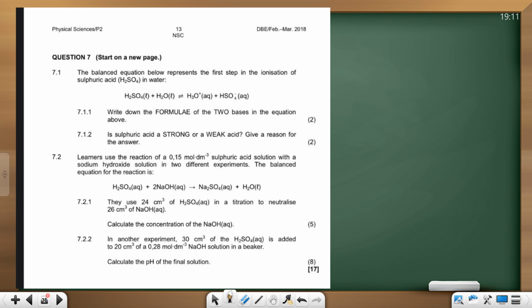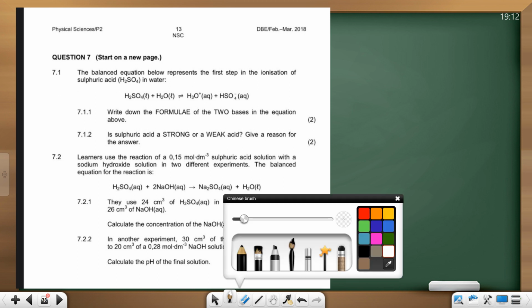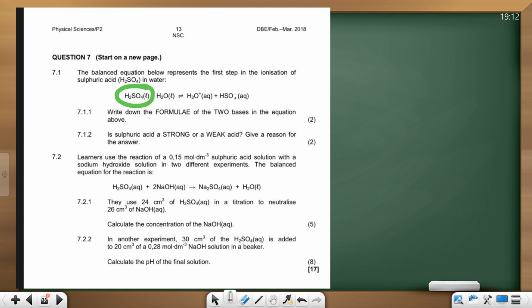All right. But for this question, let's answer 17 marks. The balanced equation represents the first step in ionization of sulfuric acid in water. So we have that. Write down the formula of the two bases. What do I have here quickly? H2, what does it look like? HF. Hydrogens are here. How many here?